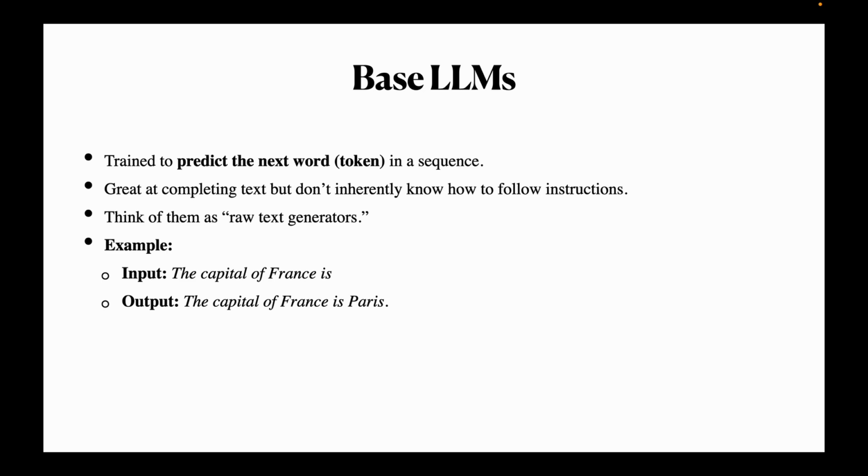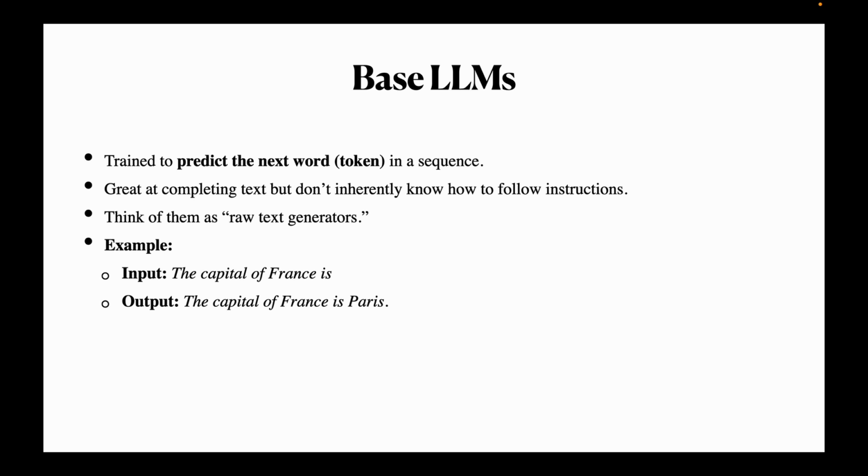So what is a base LLM? Base LLMs are models that are trained to predict the next word, or in LLM concepts, we call it a token, in a sequence. They are great at completing text, but they do not know how to follow instructions. We could think of them as raw text generators. For example, if we give an input to the model like "the capital of France is", the model might give us an output like "the capital of France is Paris."